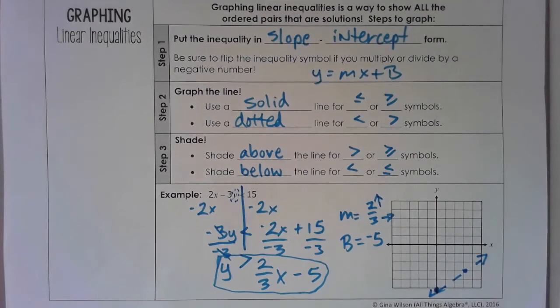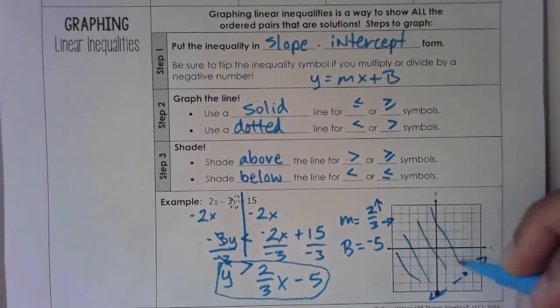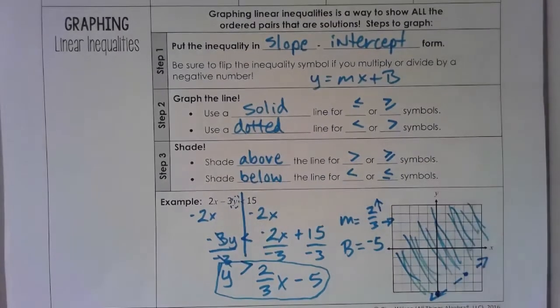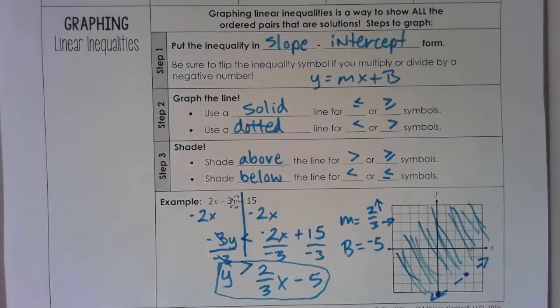And then once I've done that, I have to go ahead and draw my shade. And in this case, we're going to be shading up. And you can use a lot of ink if you want to, but I'm just kind of shading up in general here. Now, let's go back to certain points once we've got our graph here.